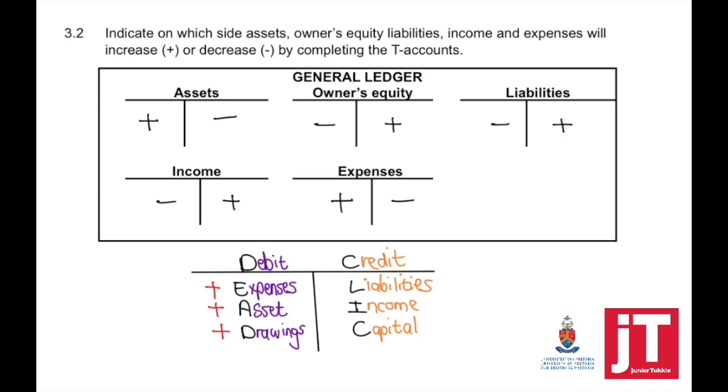If we're looking at credit, liabilities, income, and capital will increase on the credit side, which means that they will decrease on the debit side. So this is just a tool that you can use to help you remember. When we're talking about increase and decrease, where does it increase or decrease, on the debit or the credit side? This is what you can use to help you remember.